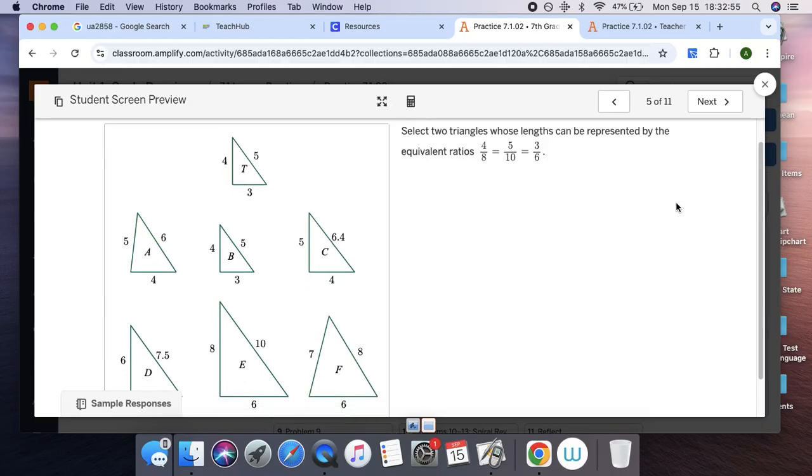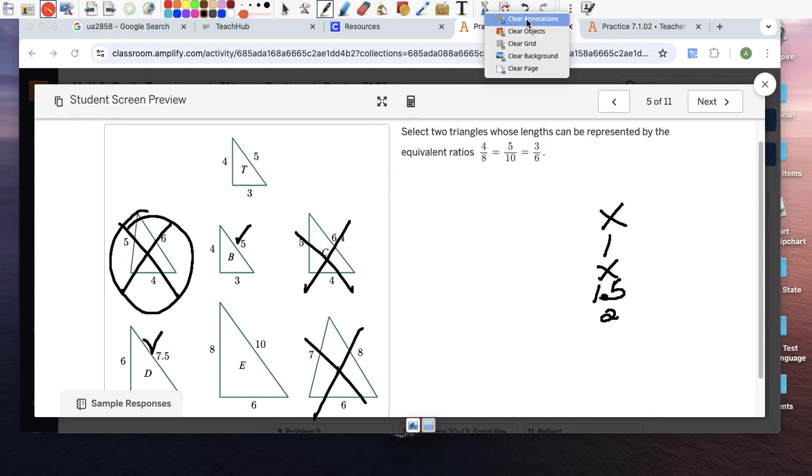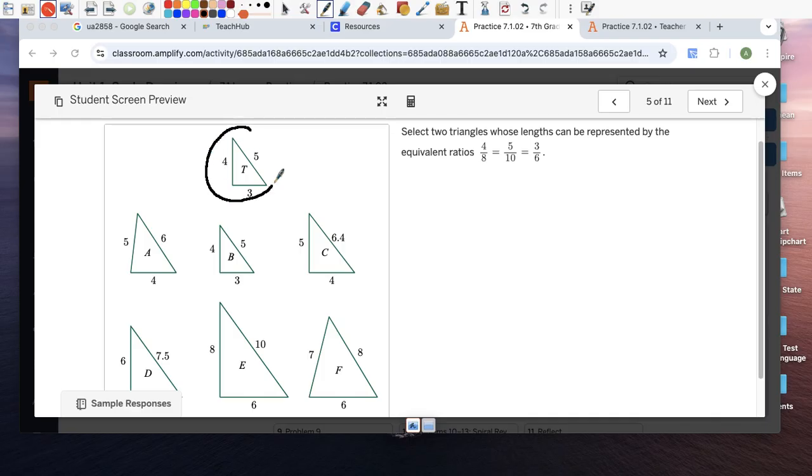Select two triangles that can be represented by the equivalent ratios 4 over 8 equals 5 over 10 equals 3 over 6. Okay, so I see what they mean. They want us to set up a proportion. So remember what I said before.